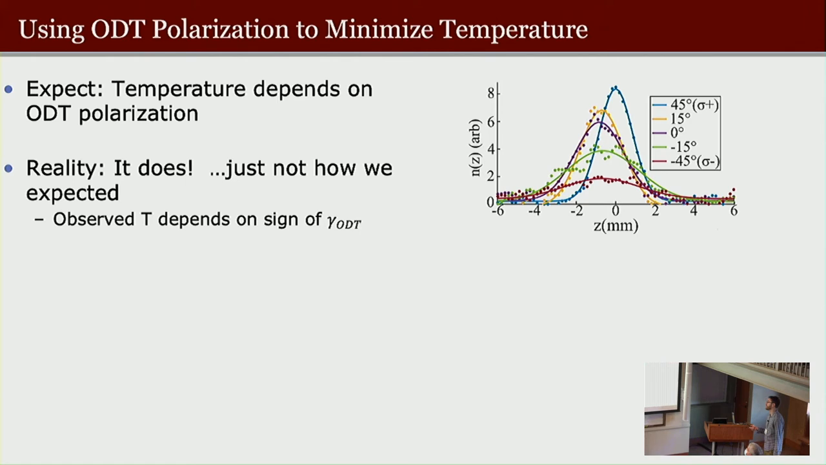So what did we find? We found that the temperature does, in fact, depend on the polarization, but just not how we expected. What we actually found was that it simply depends on both the sign of gamma ODT and just how circular you are. So previously we expected that the same magnitude of ellipticity would give the same results, but here clearly we see that plus or minus 45, very different, plus or minus 15, also very different.